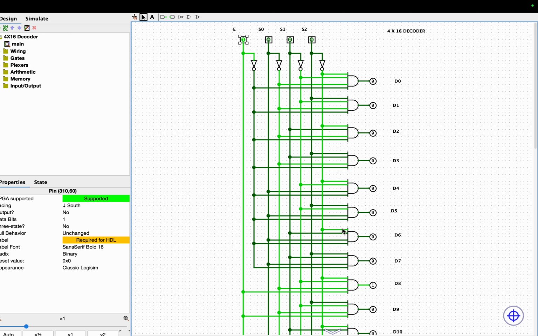So you can use this 4x16 decoder in memory address decoding, microcontroller port setting, instruction decoding, and display systems, etc. So in conclusion, the 4x16 decoder uses 4 lines to activate the 16 outputs. So they use these 4 lines to activate the 16 outputs.